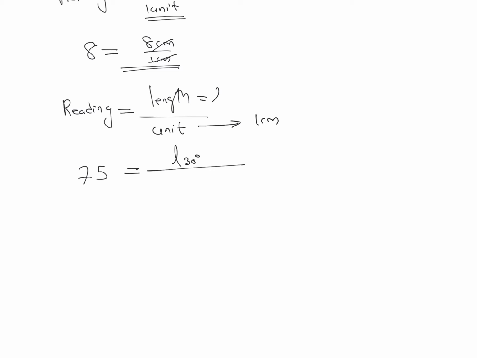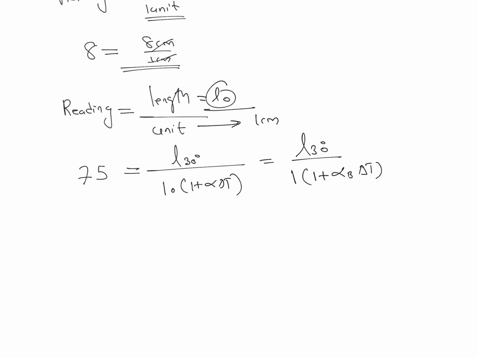Take the initial length as L0. Now both are changed. The length is increased, and this 1 centimeter is also changed. So we can write the value of 1 centimeter becomes L0 into (1 + alpha delta T). So the length of the mercury column at 30 degrees Celsius, and 1 centimeter, becomes 1 centimeter into (1 + alpha of this brass rod into delta T).